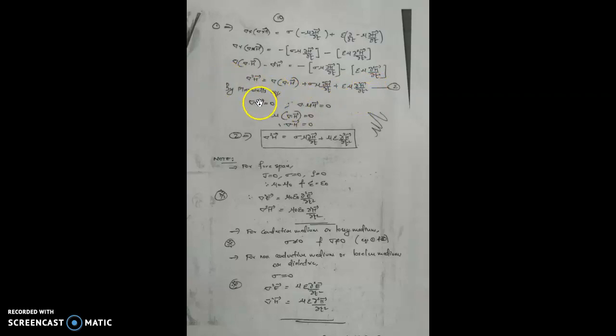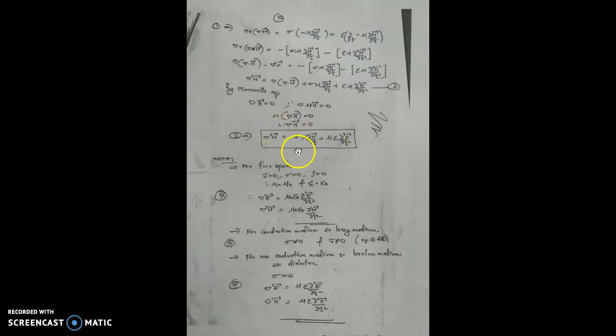So by Maxwell's equation, del dot B is equal to 0 and del dot mu H is equal to 0, and del dot H is equal to 0. So you can substitute the value in this equation. You will get del square H is equal to sigma mu into dou H by dou T plus mu epsilon into dou square H by dou T square. So this is the wave equation with respect to H for a lossy dielectric.